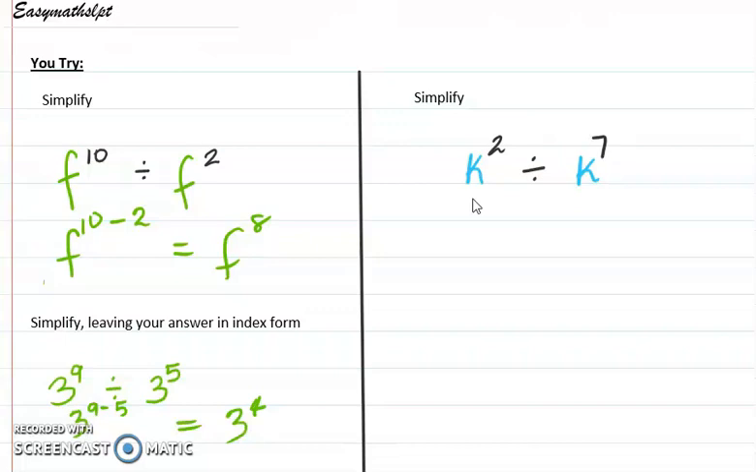Now, in the third question, you may be tempted to do 7 minus 2, but that would only be correct if we were dividing k to the 7th by k squared, but we're not. We are asked to simplify k squared divided by k to the 7th. So the correct answer is k to the 2nd power minus 7, which gives us k to the negative 5.